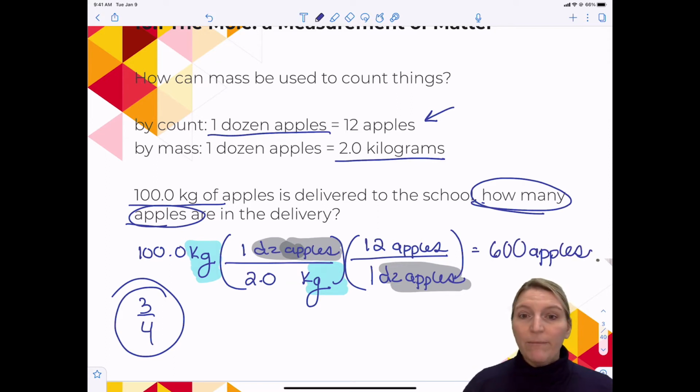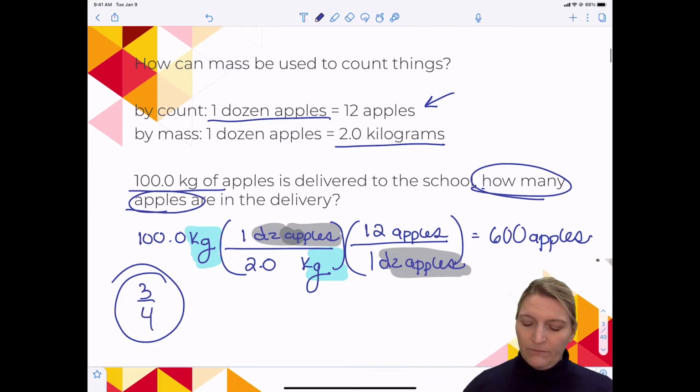And I'm not going to really worry about significant figures at this time. Significant figures are all about measurements and instruments. We're not talking about an instrument here. We're counting number of apples.